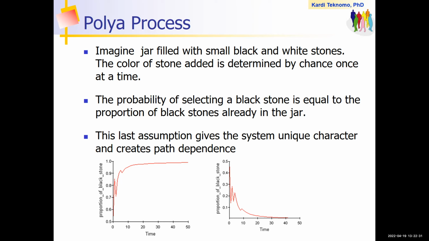So the probability of selecting the black stone is equal to the proportion of black stones that are already in the jar. That is the key. This is the key assumption that makes the system path dependent. The probability of selecting a certain color of stone is equal to the proportion that is already inside.